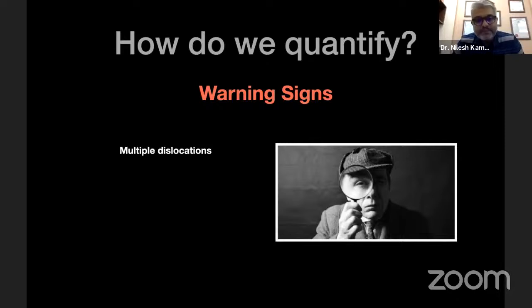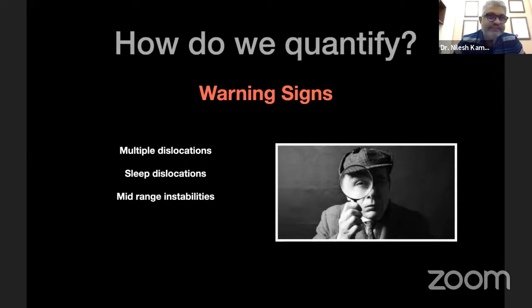So if there are multiple dislocations, especially if the first incident is traumatic and the following incidents are with trivial loading, and the shoulder is dislocating, you're probably thinking about a bone loss. Sleep dislocations, because none of the dynamic restraints are then functional. When you're looking at mid-range instability, that means when you're doing the apprehension test, classically you would do it in a position of athletic function, that is 90-degree abduction and external rotation.